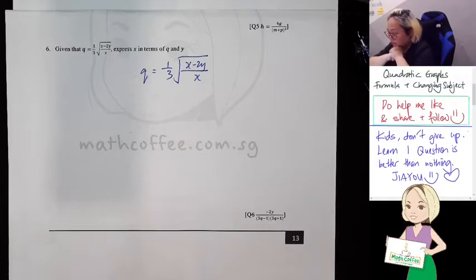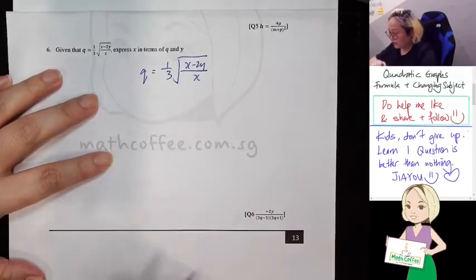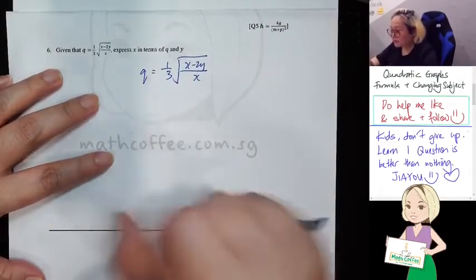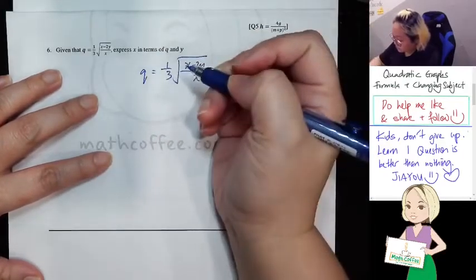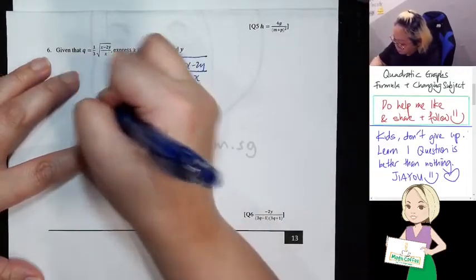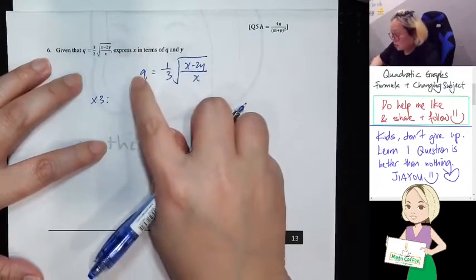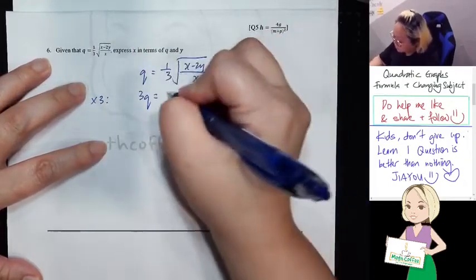Yes, times 3. Okay. Good, times 3. Or you can do divide by 1/3 also. Because when I divide by 1/3, it's the same as times 3. Okay. So I'm going to times 3 on both sides. So times 3, 3q. And because 1/3 times 3 is 1, so it becomes this.